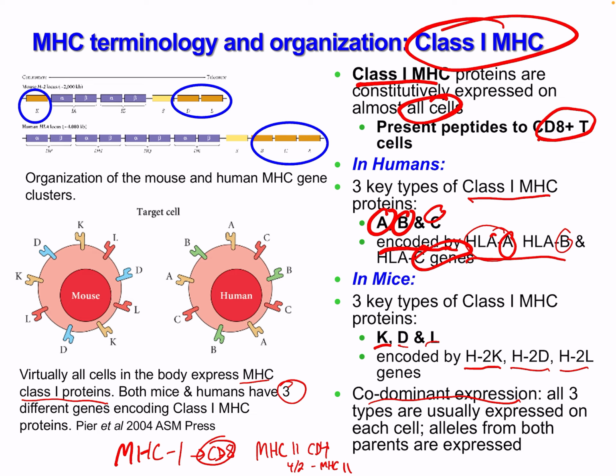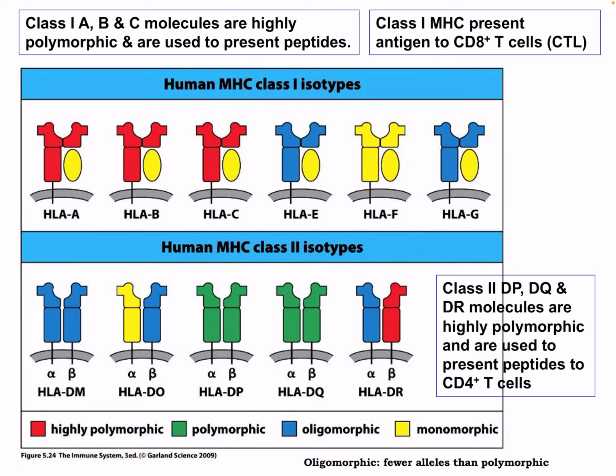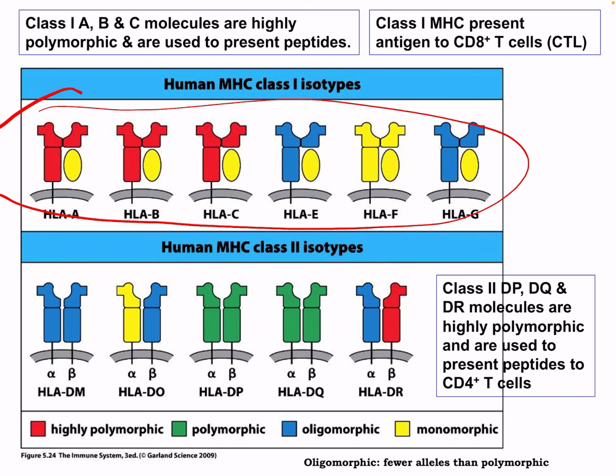So again, we can see up here the human HLA gene, and we can see our different types. Class 1 A, B, and C molecules are highly polymorphic and are used to present peptides. So here's a figure displaying all the human versions. A, B, C, E, F, G for human HLA. So class 1s again present to CD8 T cells. Class 2 include DP, DQ, and DR molecules, which are highly polymorphic and present peptides to CD4 T cells. So again, remember, class 1 all contain that beta-2 microglobulin, where the MHC includes the alpha and beta.